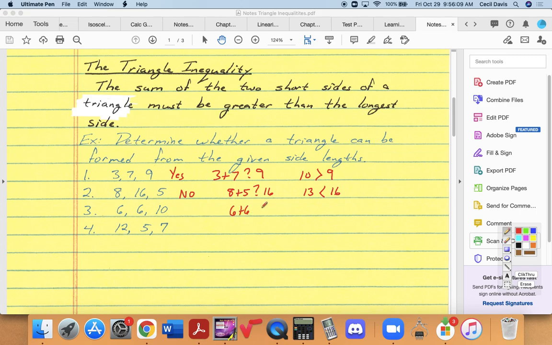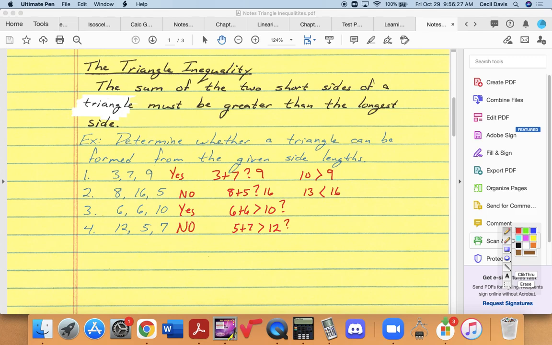Yeah, 6 plus 6 is that, and maybe you can just write this. Is 6 plus 6 greater than 10? Yes. And how about this last one? Is 5 plus 7 greater than 12?